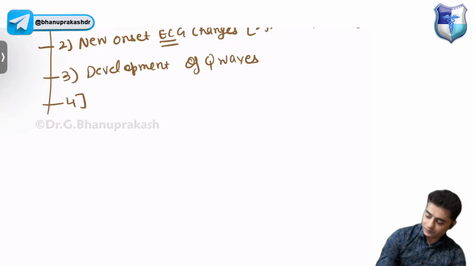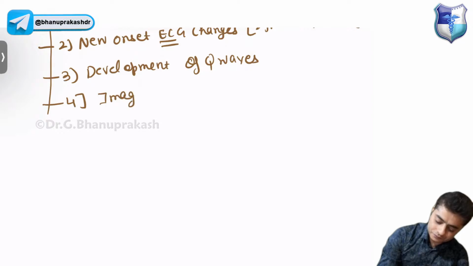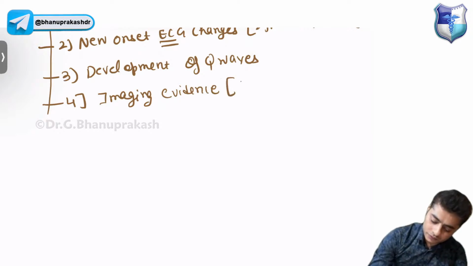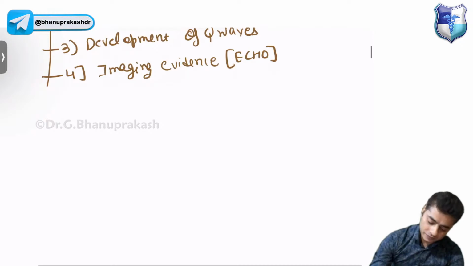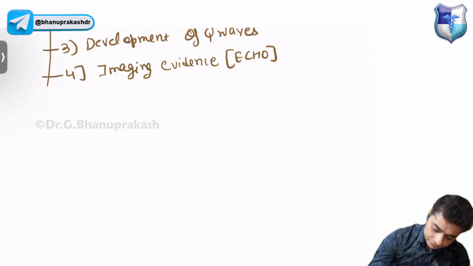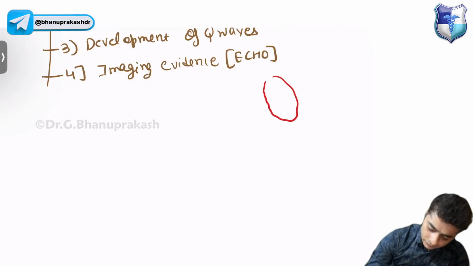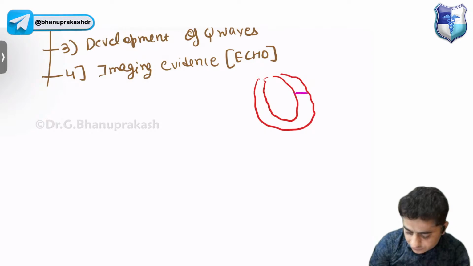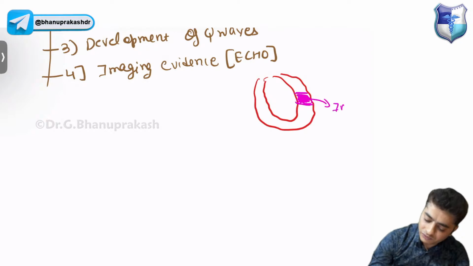Fourth, imaging evidence. Now, what kind of imaging evidence? You can do an echo, and what will you see in echo? Suppose this is your heart, and this portion of your heart has been infarcted.